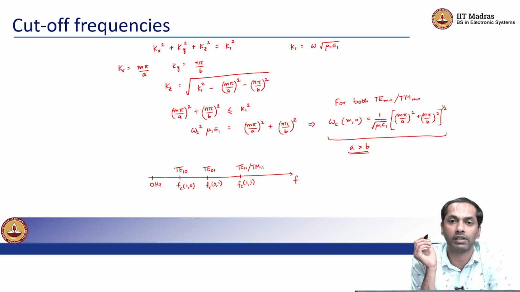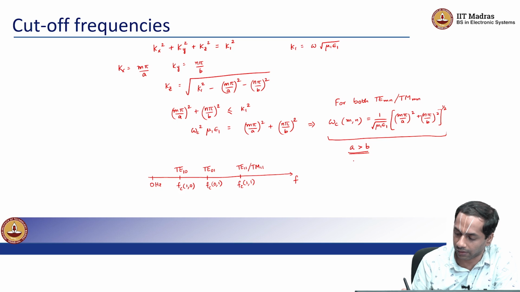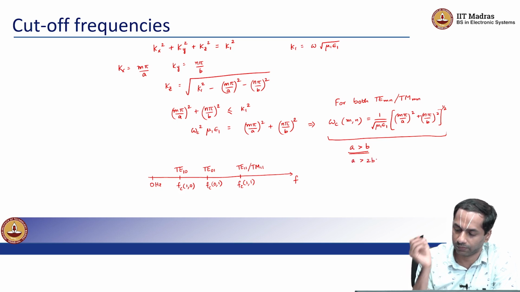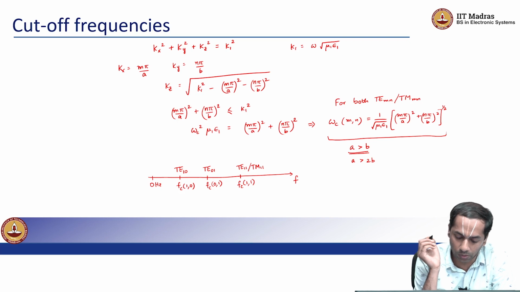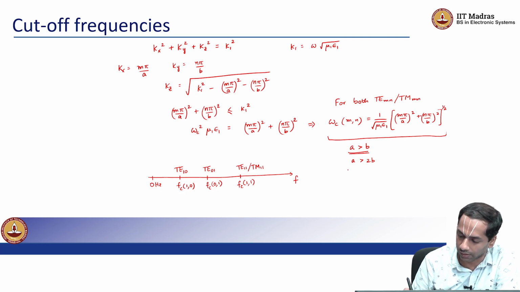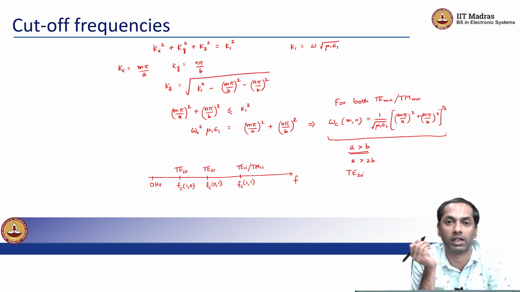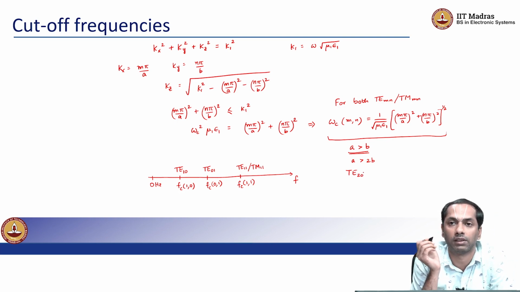Okay. For higher indices, you may have to know exactly what a and b are, right. For example, if a was greater than 2b, you will notice that the TE20 mode, right, might actually have a cutoff frequency that is lower, okay, than that of TE01.